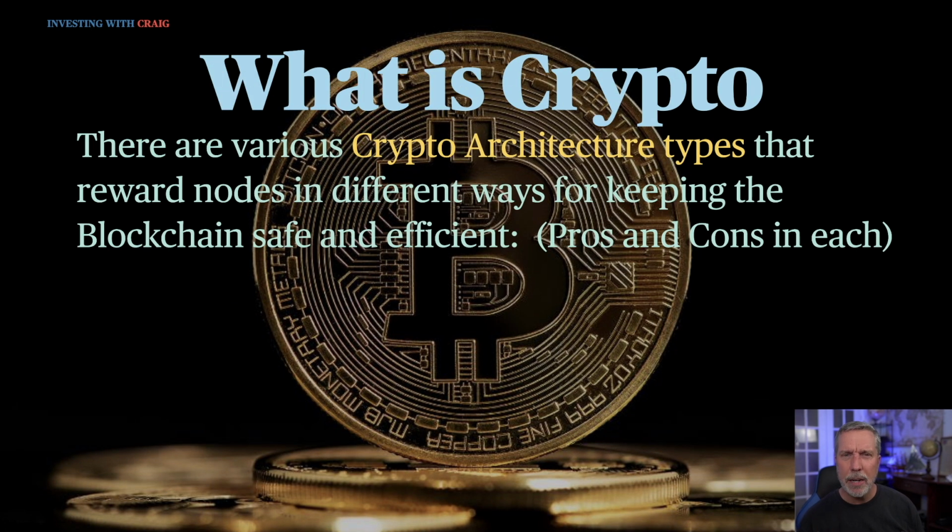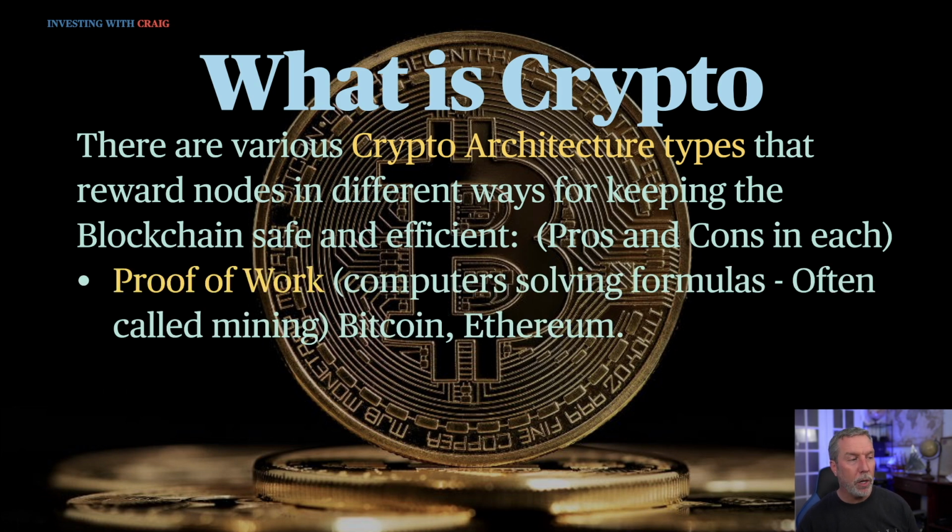So this isn't that important to know, but there are various ways for crypto architecture to reward the nodes. There are pros and cons of each type. There is the proof of work, where computers solve formulas, and they often call it mining. And this would be the case of Bitcoin and the present Ethereum.